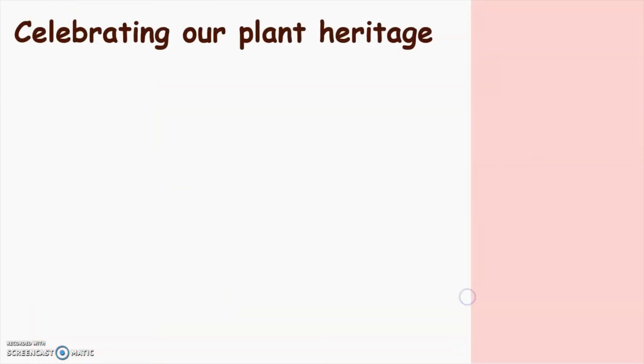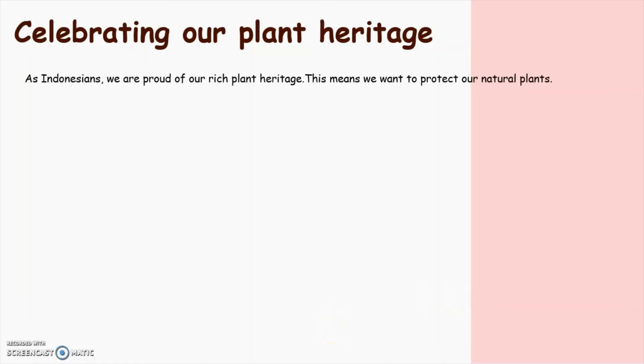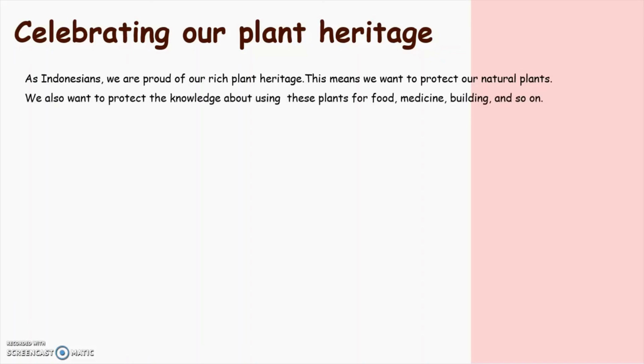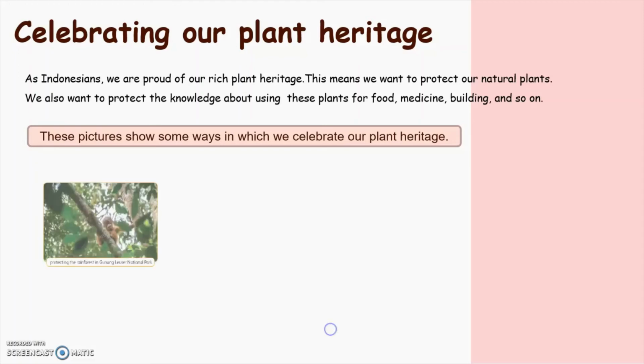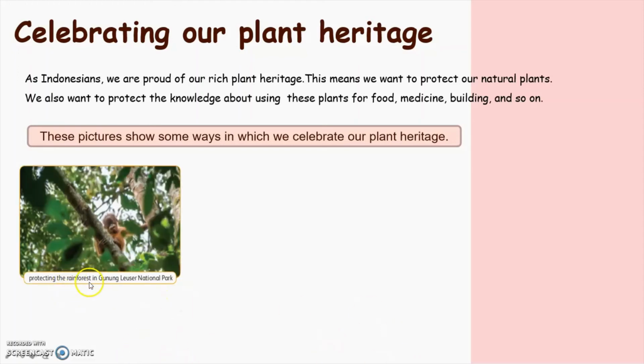Yay. And then next, celebrating our plant heritage. Okay. As Indonesians, we are proud of our rich plant heritage. This means we want to protect our natural plants. We also want to protect the knowledge about using these plants for food, medicines, buildings, and so on. These pictures show some ways in which we celebrate our plant heritage. The first one, protecting the rainforest in Gunung Leuser National Park.